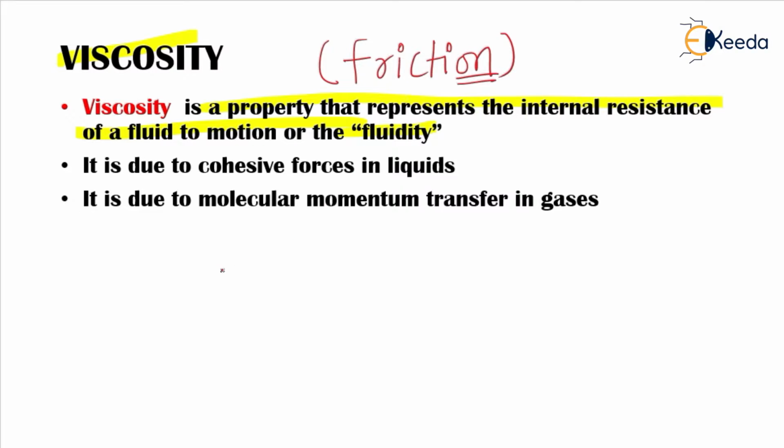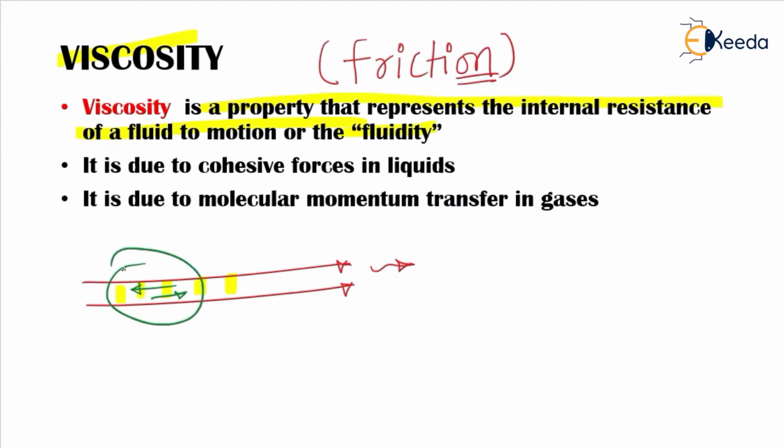Remember this. Why? Because anything which flows. Now suppose we have two layers of fluid trying to flow in this direction. This resistance will come in between these layers, and it will try to resist them from motion. The direction will depend on the velocity, that is, which layer is flowing with which velocity. But as of now, we are interested in this internal resistance of a fluid to motion or fluidity.